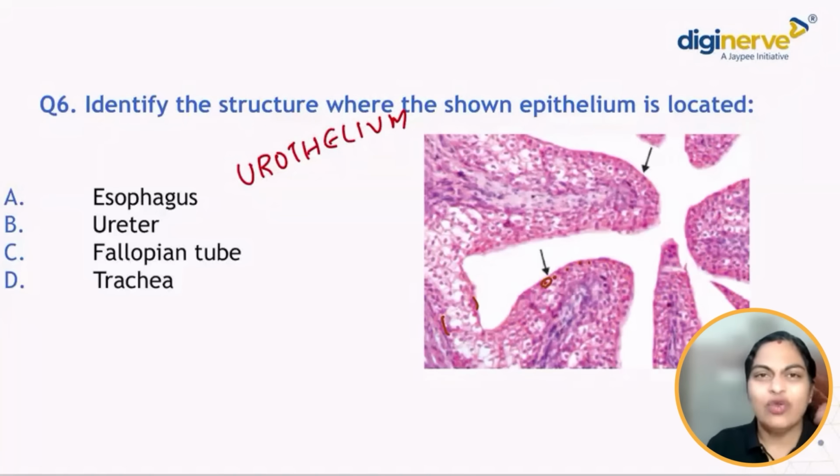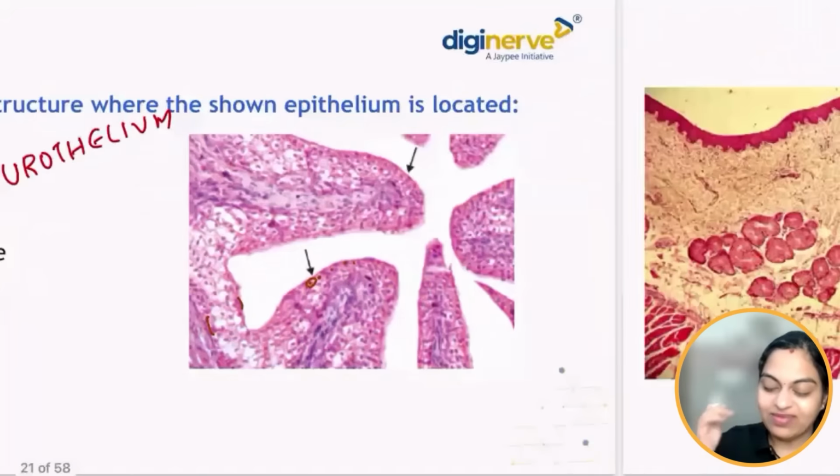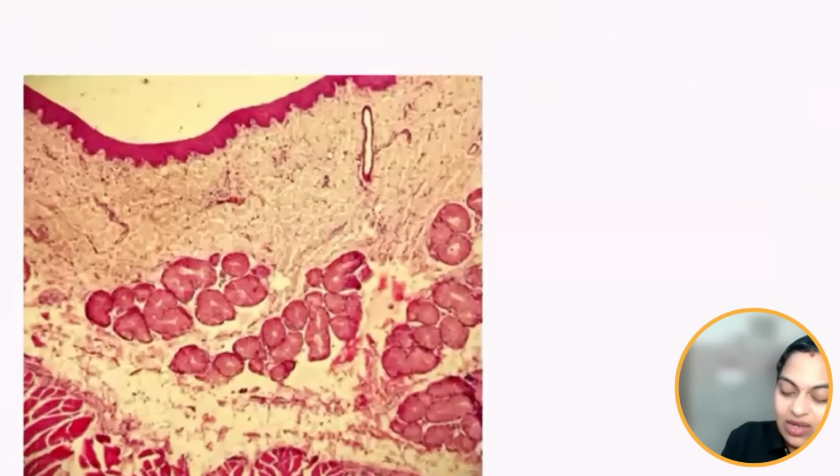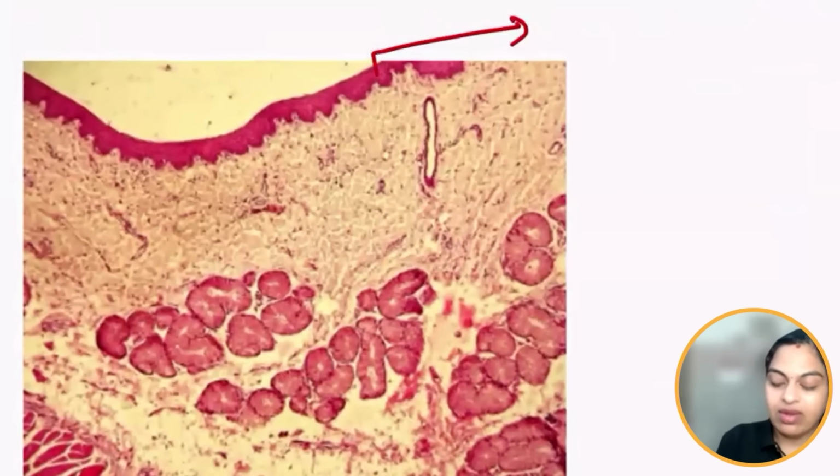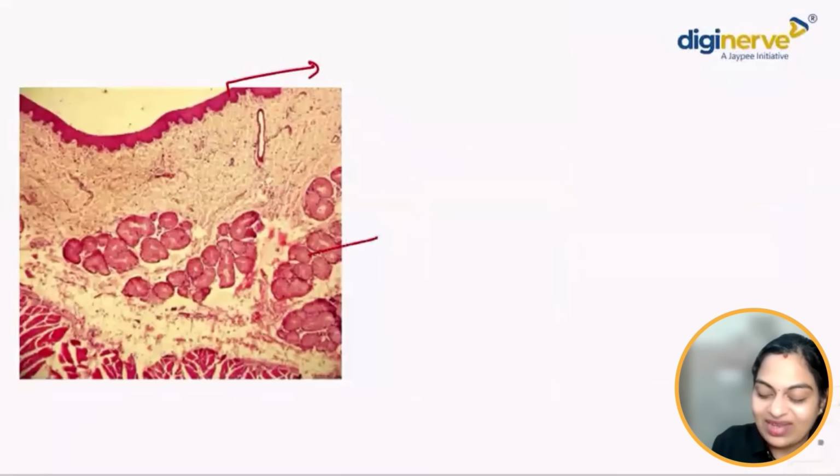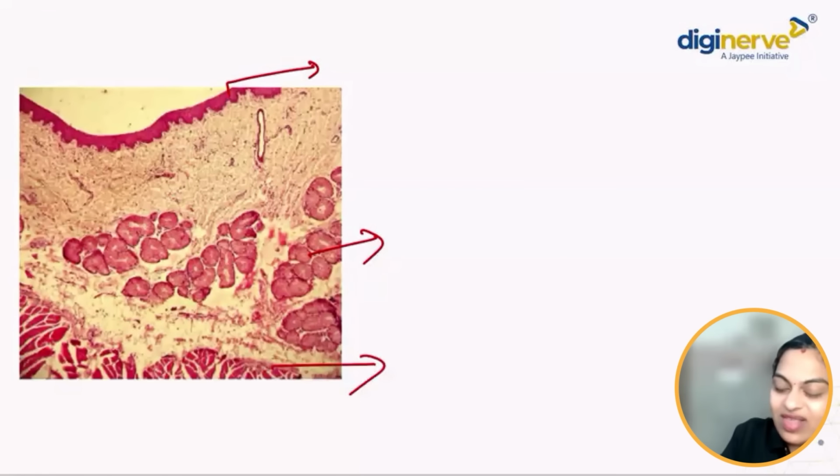Okay, now I'll show you a few more pictures. What is this? Here again, look into the epithelium, many layers. The topmost layer has flat nuclei: non-keratinized stratified squamous epithelium. And you see glands in the submucosa, you see a muscle layer. Come on, what is this? Yes, esophagus.